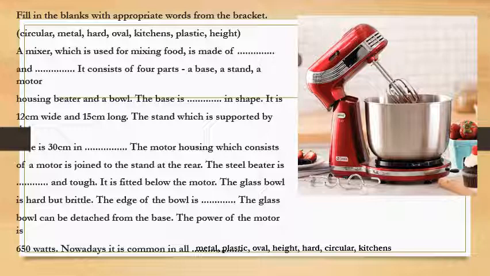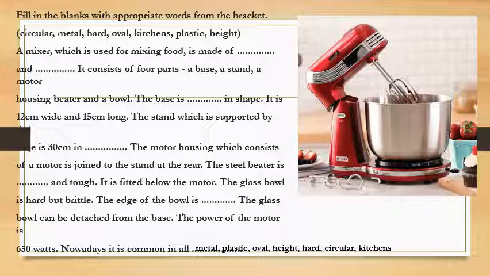What about the motor? The motor is the top part. The motor housing, which consists of a motor, is joined to the stand at the rear. Rear means back end. The steel beater is hard and tough. It is fitted below the motor. The glass bowl is hard but brittle. Brittle means easily breakable. This one has a steel bowl.